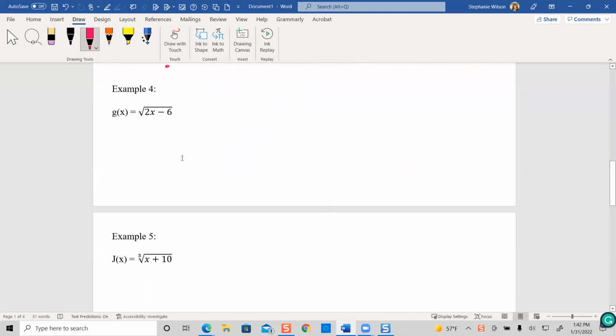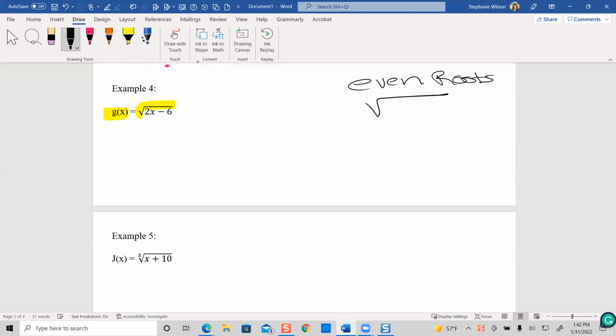Now, let's talk about a function called g. And let's state what is its domain. Now, if we graph this, we can determine its range, but right now we're just talking about its domain. And if you notice, it is an even root. What do I know about even roots? Even roots cannot have a negative number in the radicand or in the radical. The radicand is actually what's inside the root.